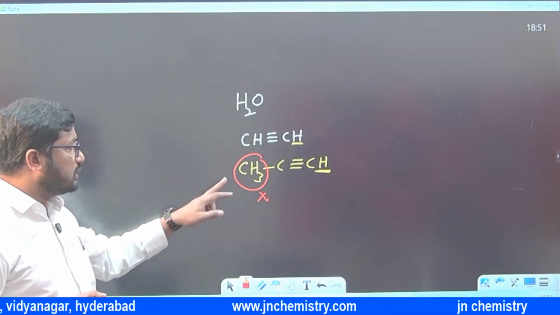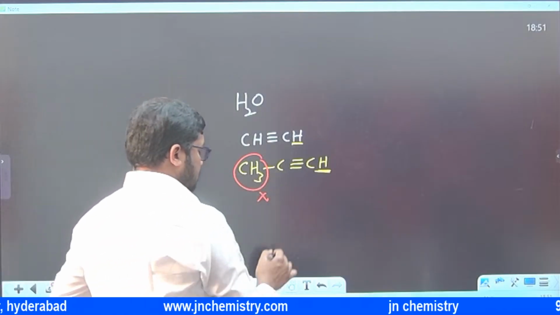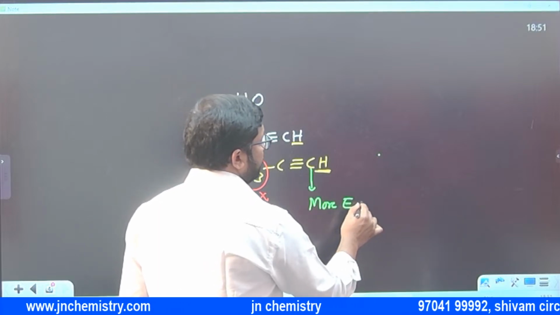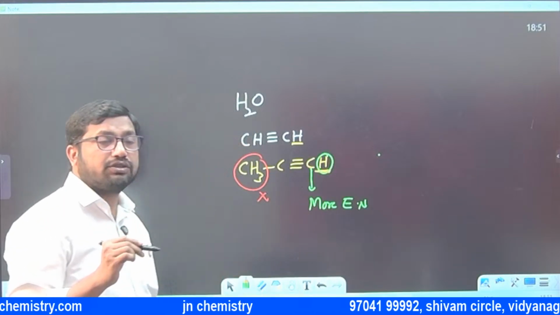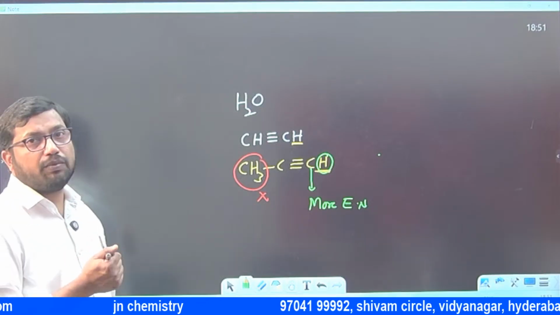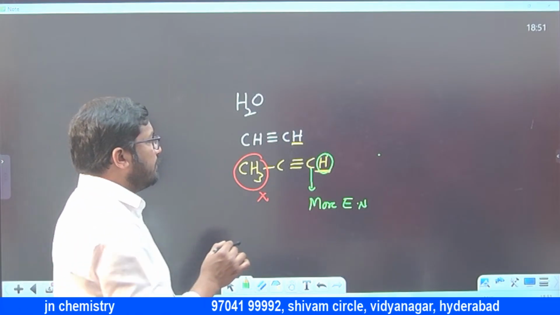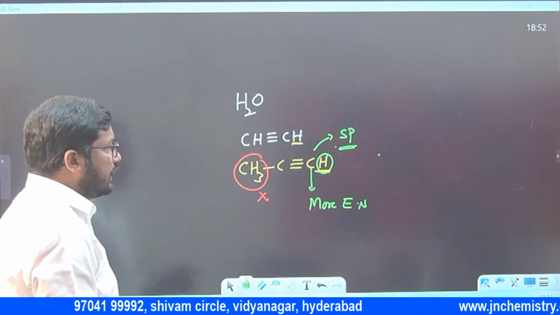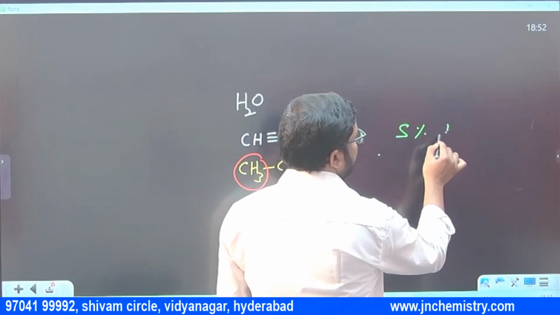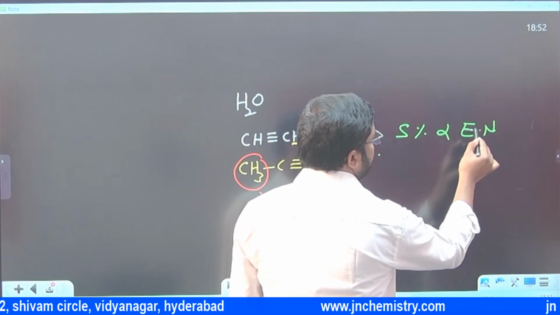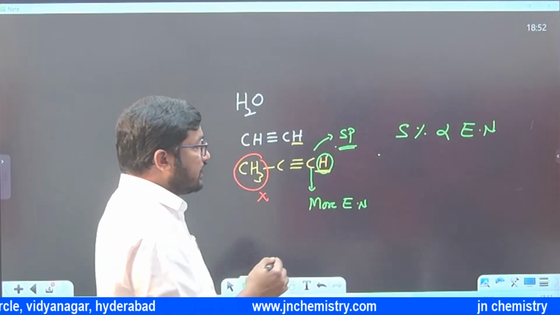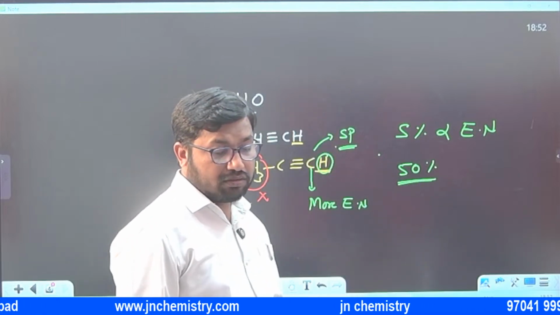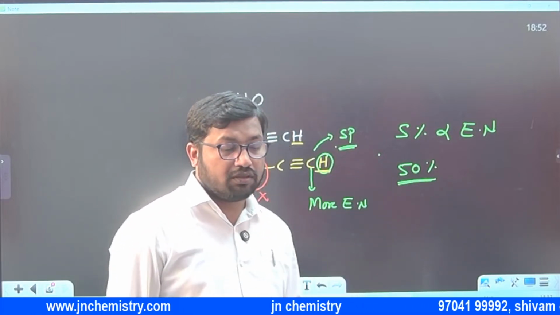Because this carbon is what? More electronegative. These hydrogens, write it down. The hydrogens which are directly attached to the triple bond carbon. This is sp hybridization. Sp. So percentage of s character is directly proportional to electronegativity. So in this case 50% s character is there.